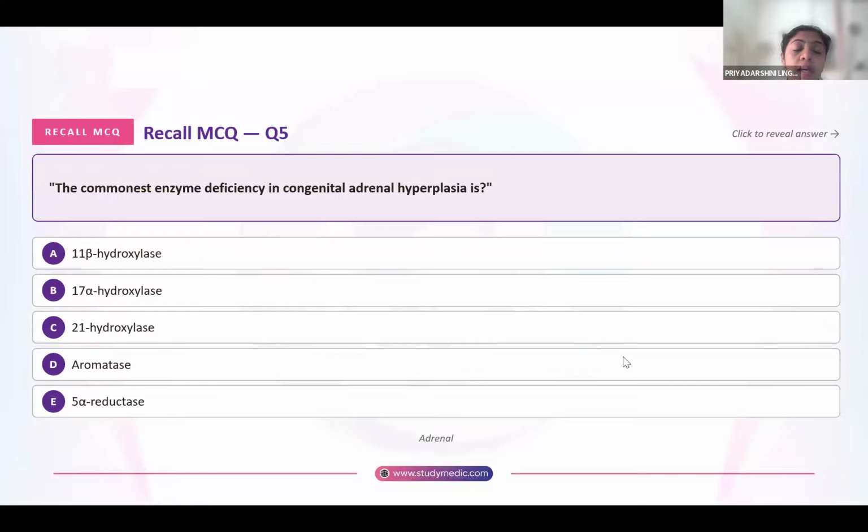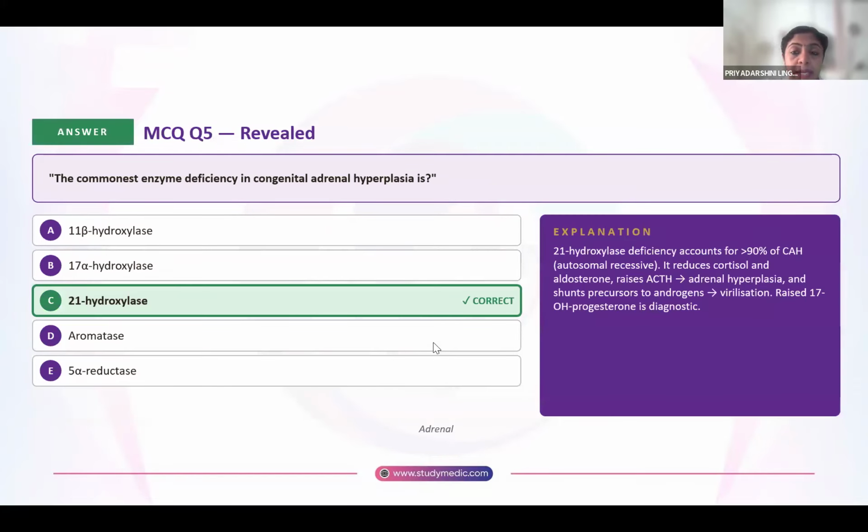Most common enzyme is your 21 hydroxylase deficiency. Second most common is your 11 beta hydroxylase deficiency. Third most common is your 17 alpha hydroxylase. So very, very important one. Keep this in mind. And how are you going to diagnose congenital adrenal hyperplasia? There is going to be an elevation of 17 hydroxyprogesterone. This is the diagnostic test for your CAH.